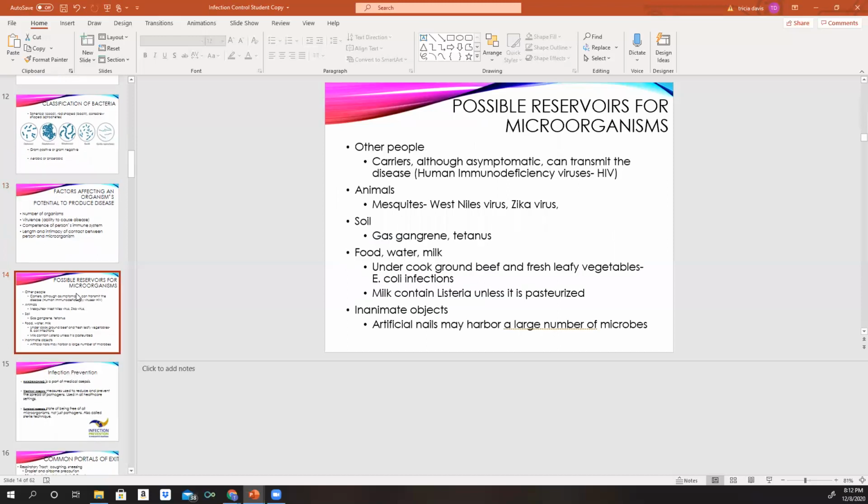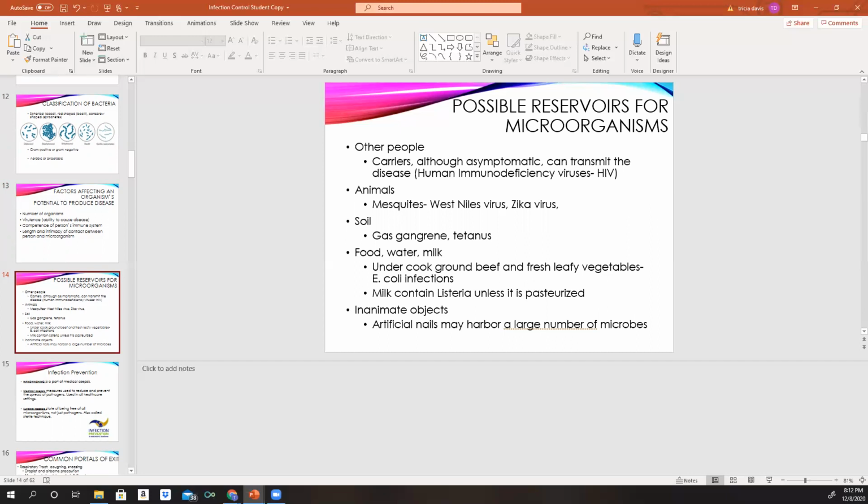So, possible reservoirs for microorganisms. The reservoir for growth and multiplication of microorganisms is the natural habitat of the organism. Possible reservoirs that support organisms pathogenic to humans include other people. Other people can be carriers, although asymptomatic, which we've learned a lot about with COVID. There are people who have absolutely no symptoms but are positive, and there are people who are just carriers of the disease. So they transmit the disease but don't have any symptoms.